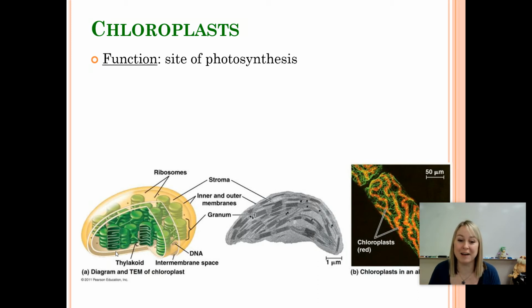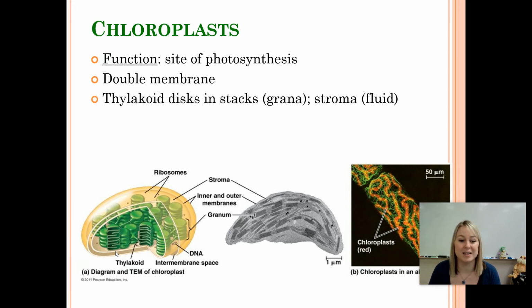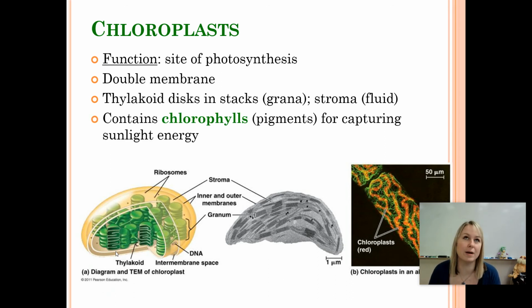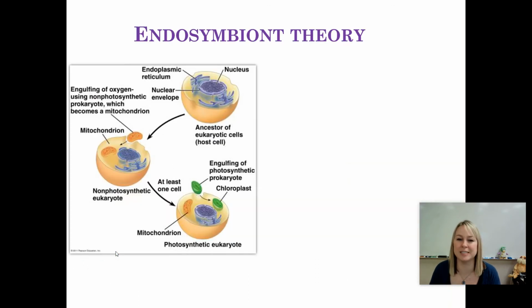Chloroplasts also have their own DNA. They're very similar to mitochondria. They have lots and lots of internal membranes, folded stacks called grana, that are made up of membranous discs called thylakoids, and the inner space is called the stroma, and it's filled with fluid. They contain pigments, the thylakoids do, called chlorophyll, and that is used for capturing the sun's energy. We'll go into that in much more detail later.